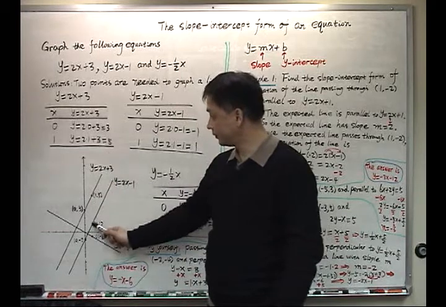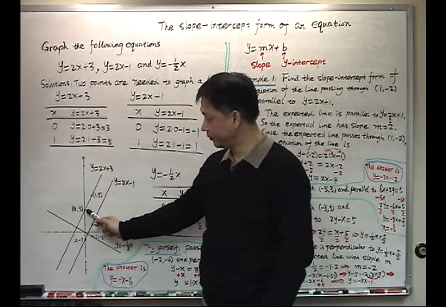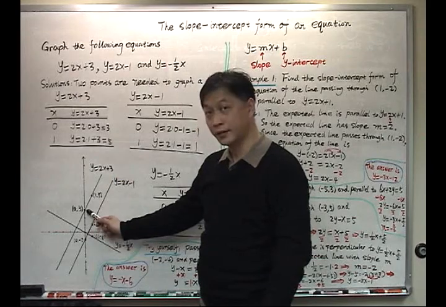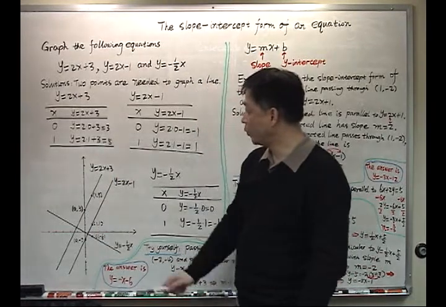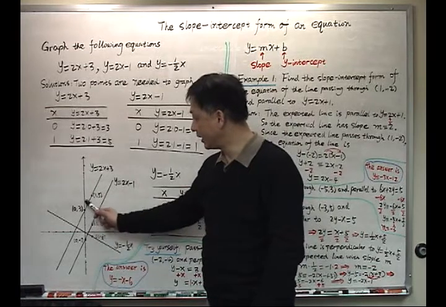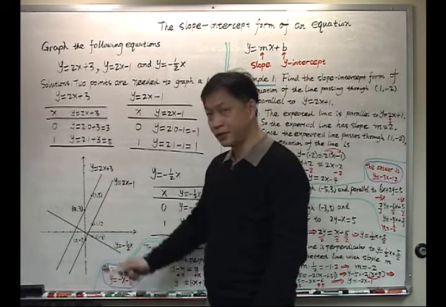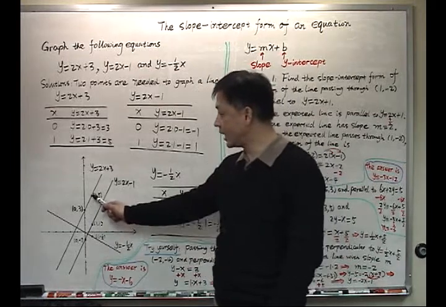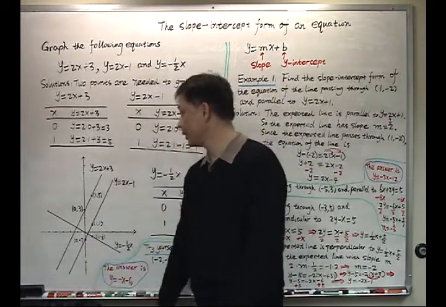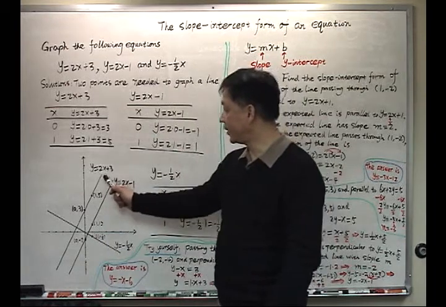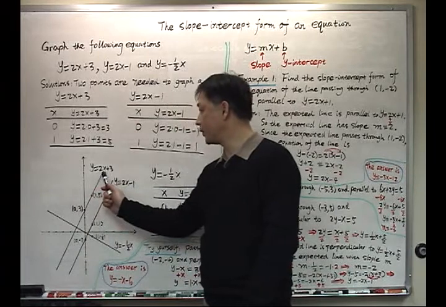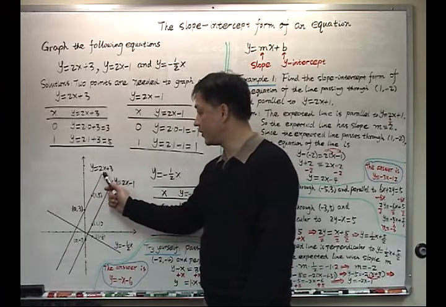(0, 3) is right here. X is 0, y is 1, 2, 3. And (1, 5), x is 1, y is 5. So this is the point. You connect those 2 points, you have a line. So this equation, y equals 2x plus 3, has this line right here.